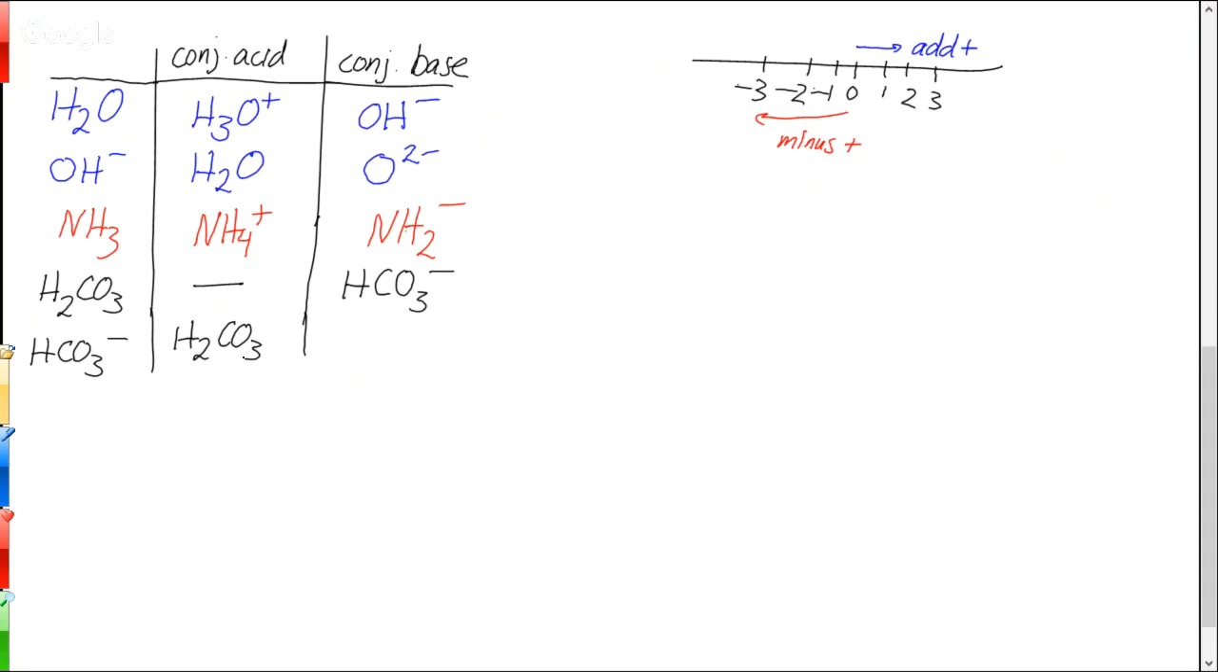And what would the conjugate base be for HCO3 minus? Yeah, carbonate ion, so CO3 2 minus. So we take away hydrogen, we take away a +1.